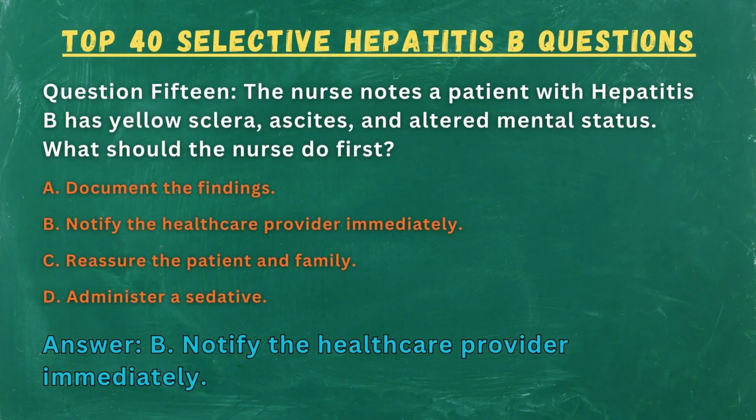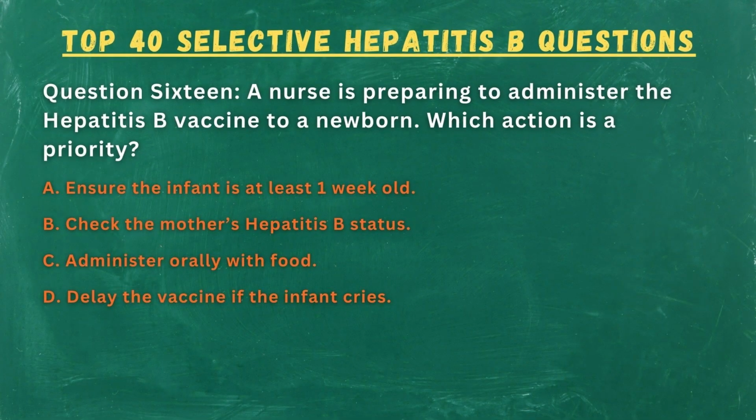Answer: B. Notify the healthcare provider immediately. Question 16. A nurse is preparing to administer the hepatitis B vaccine to a newborn. Which action is a priority? A. Ensure the infant is at least 1 week old. B. Check the mother's hepatitis B status. C. Administer orally with food. D. Delay the vaccine if the infant cries.